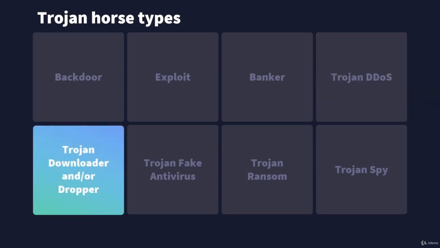Now, let's talk about the Trojan Downloader and the Trojan Dropper. These Trojans are used to install other malware in the infected machine, such as other Trojans or viruses. The Trojan Downloader basically downloads and installs other malware, while the Trojan Dropper contains other malware source code embedded inside of it. The Dropper uses embedded source code to install new malware on the infected computer.